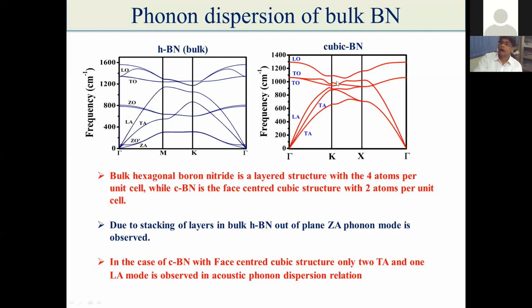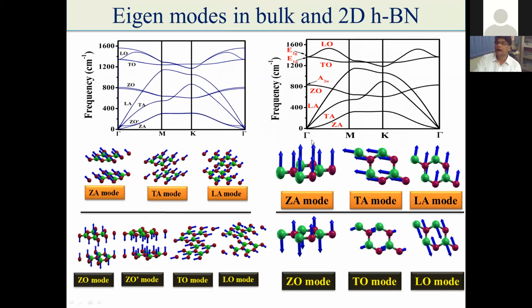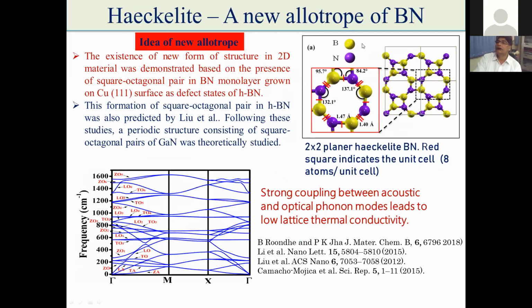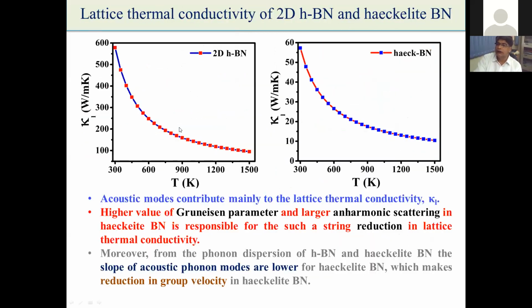Now, how are the phonon dispersion curves different? Basically, the out of plane modes result because of the layered structure, right? In hexagonal boron nitride, we have the layered structure, and therefore we get the ZO and the ZA. While in the case of cubic, we don't have it, and therefore we don't get any out of plane acoustic mode or optical mode, right? So this is all one. I will come to the last point.